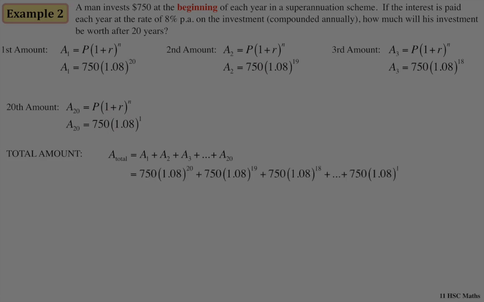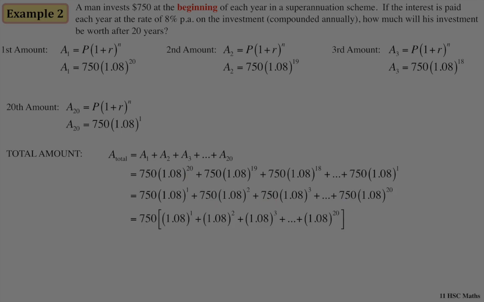Do you remember what the trick was? I actually don't want to look at these numbers written from biggest to smallest. See, the powers start with a bigger power right through to a smaller power. I want to go from the smaller power to the bigger power. It makes life easier. So I'm just going to write it in reverse. So 750 is common. Let's take out 750 as a common factor. And now inside my square bracket, I have a geometric pattern.